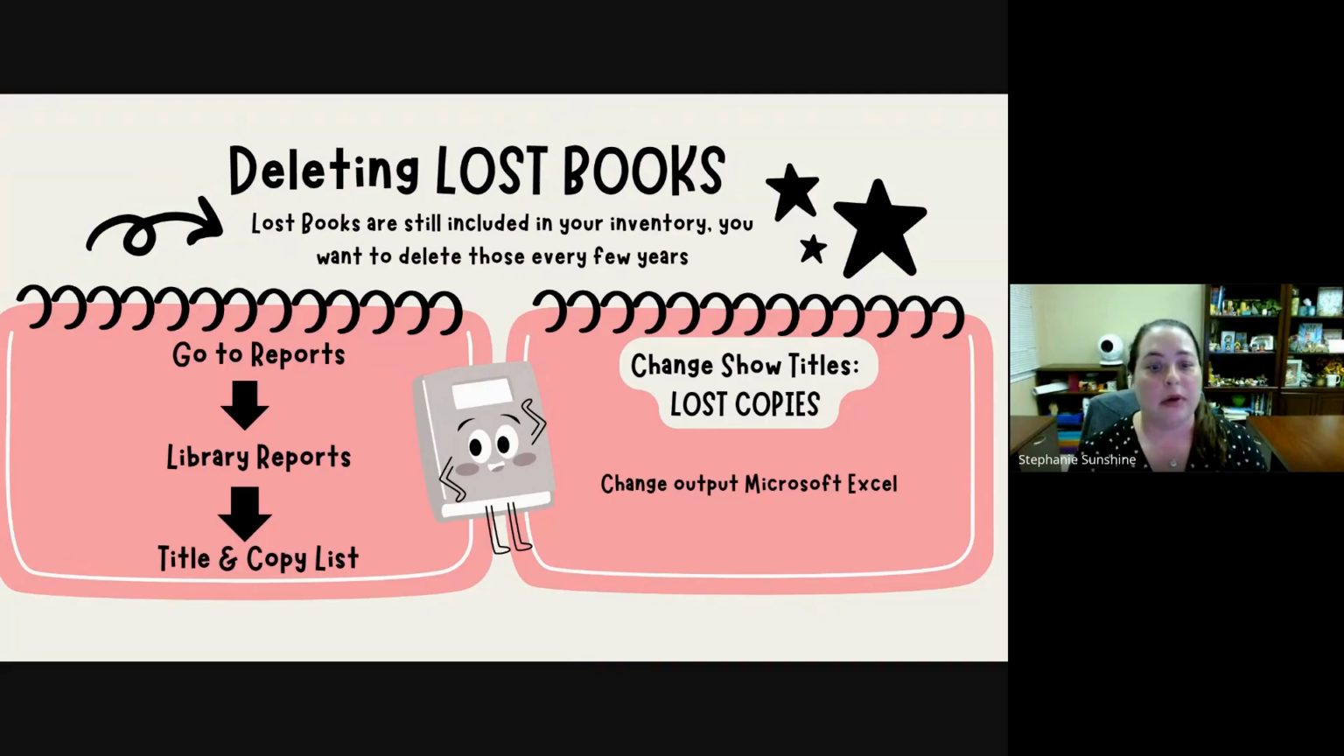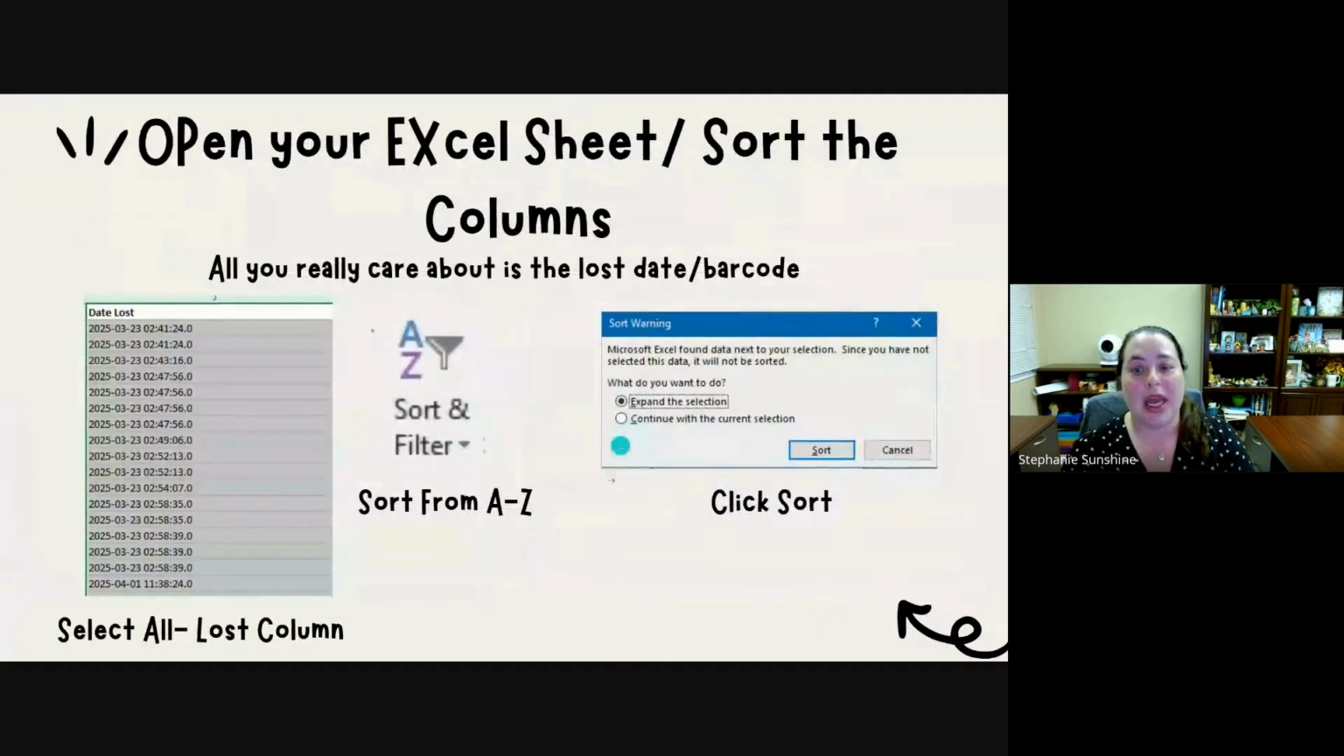All right. Now, you would do the lost books and delete them out of your system the same way I just showed you. Instead of going to checked out books in the title and copy list, you would now change it to lost copies. But again, you would change the output and you would go through the same steps that we just went through for deleting books out of student account to deleting your lost books in your account. Books are not gone until you delete them from your lost.